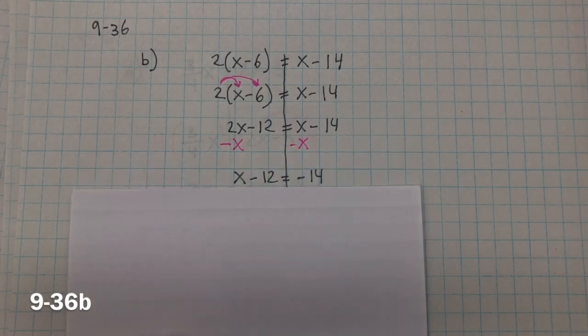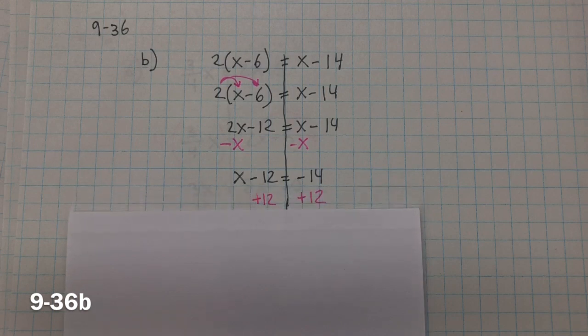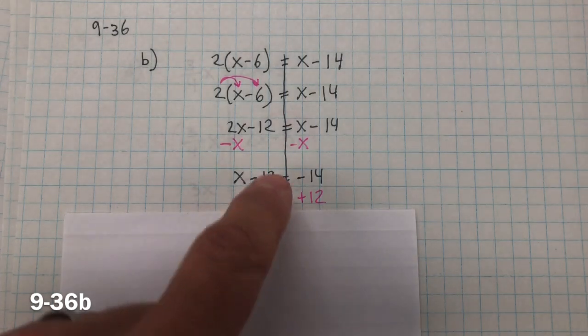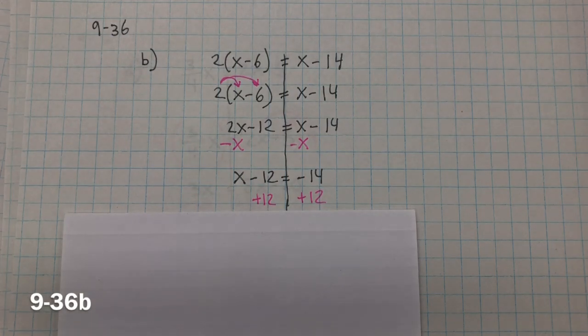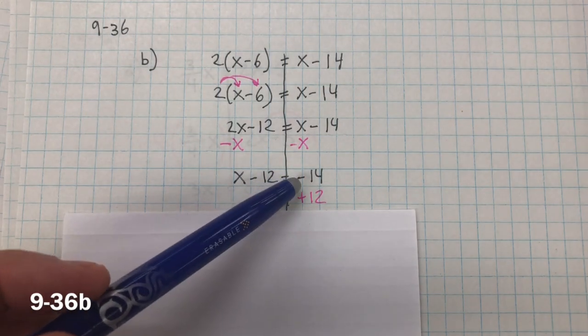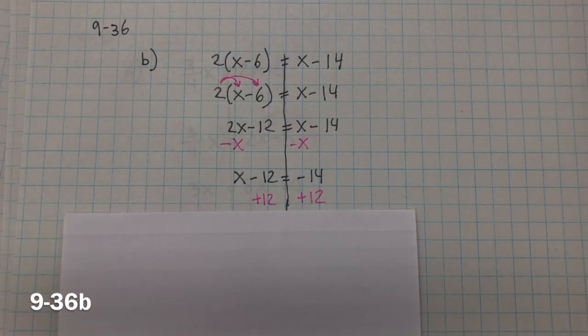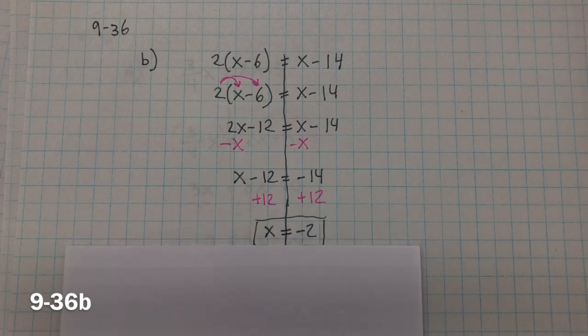And now I have x minus 12 equals negative 14. Inverse property of subtraction is addition, so we're going to add 12 to both sides of the equation. And here we have more negatives than positives, so we know it's going to be a negative value. And we have x equals negative 2.